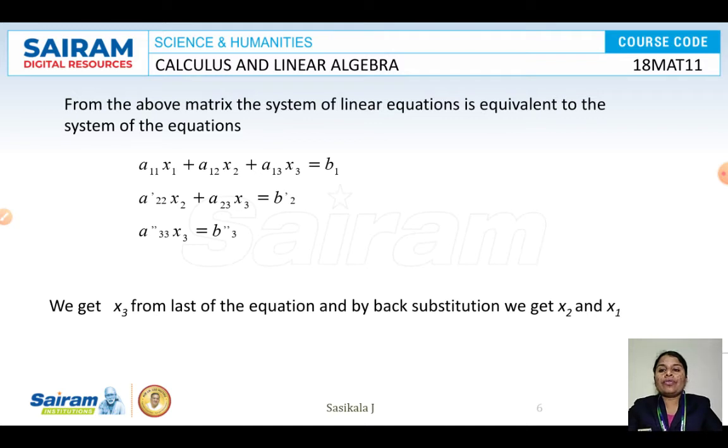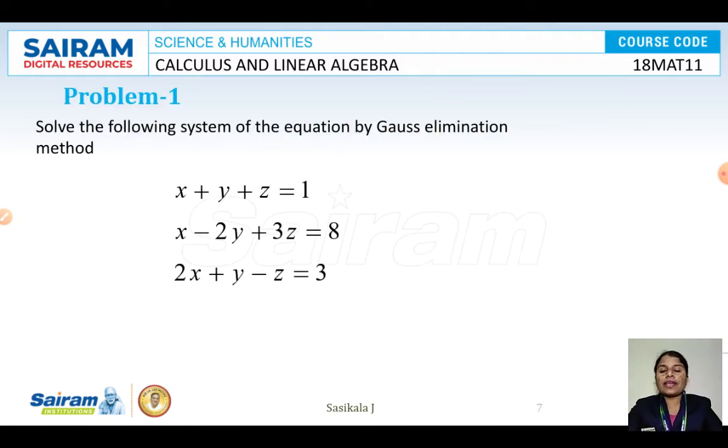Okay, so we'll go through an example problem to understand how Gauss elimination works. The first problem: solve the following system of equations by the Gauss elimination method.